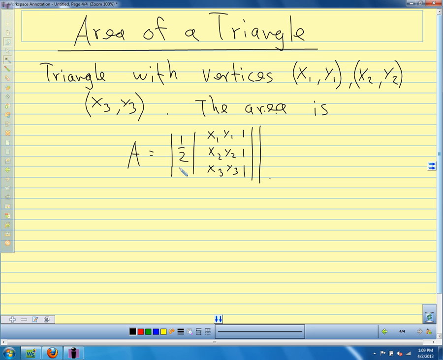No, this is for absolute value. So this is our determinant, and these bars are for our absolute value. So the area has to be positive. That's what that outside absolute value is telling us. So our area is always positive.